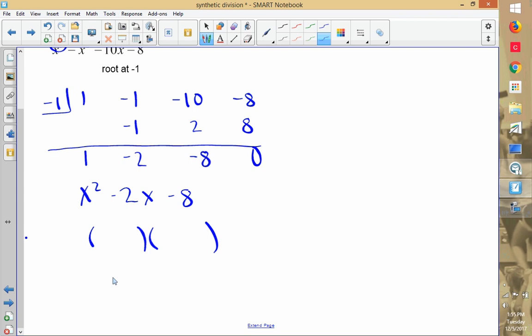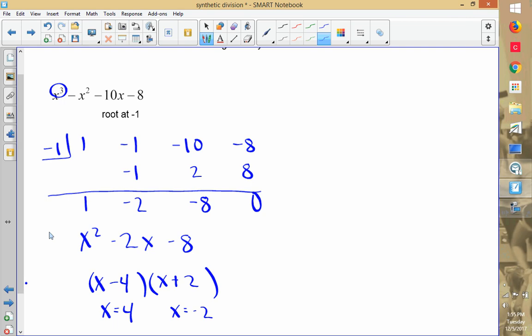So I have a quadratic that actually is factorable. So this one's kind of nice for us. It's going to factor into x minus 4 and x plus 2. That means I also have a root at 4, and I also have a root at negative 2. The biggest thing that you need to get out of today is how to set up synthetic division, though. I think it's a little bit easier than what we did the other day. So hopefully that helps a little bit.